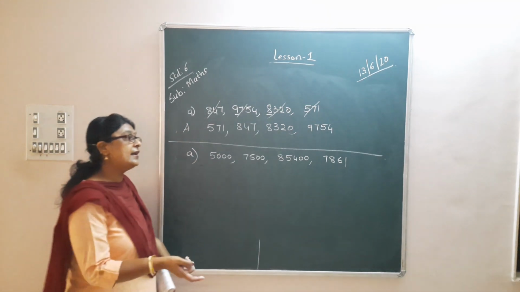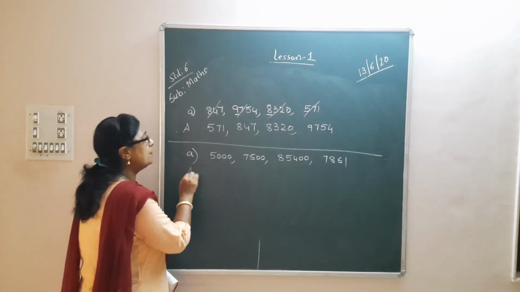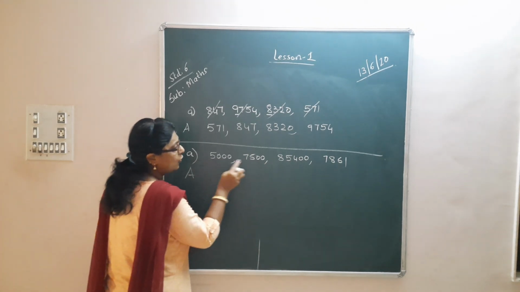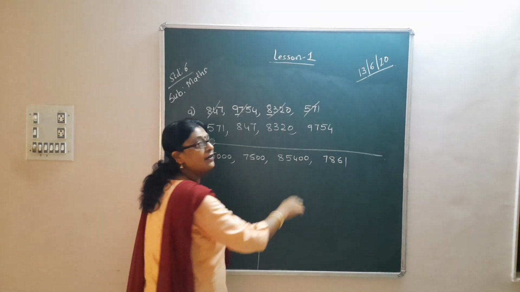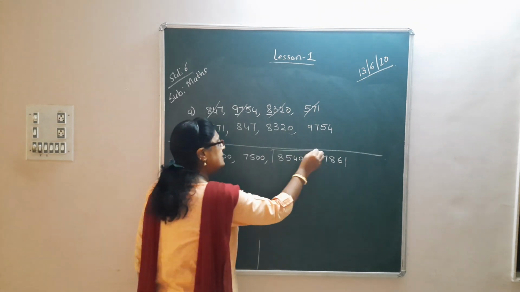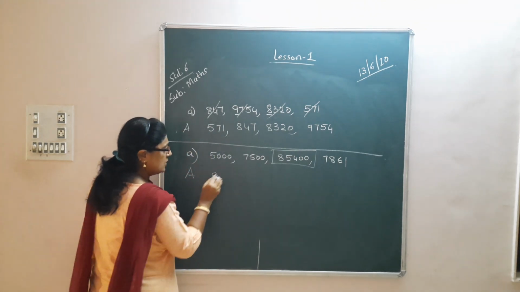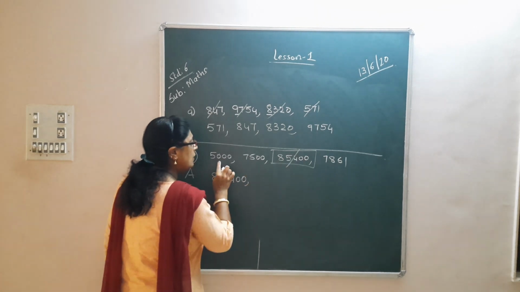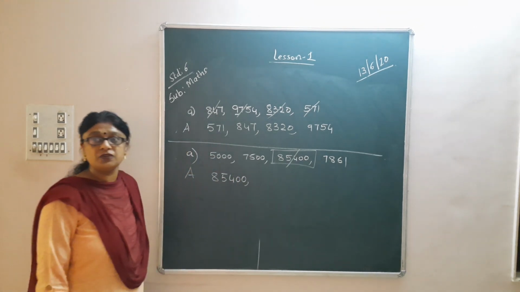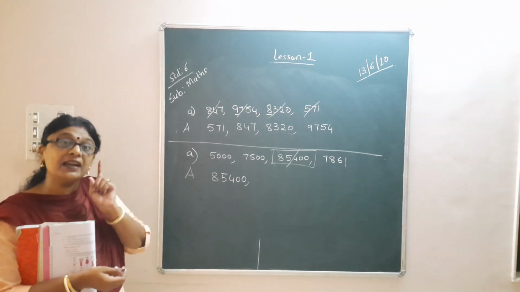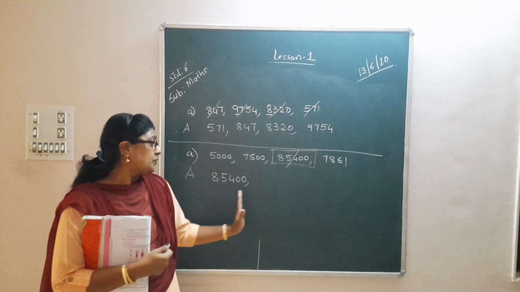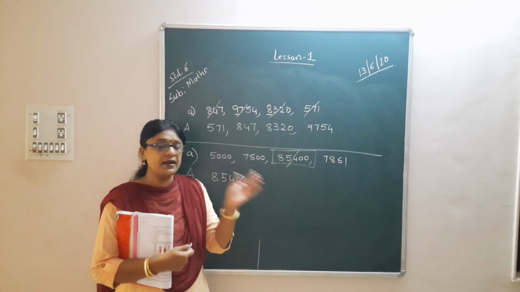Okay. Descending order means from big to small. So first I will count the number of digits. 4, 4, 5 and 4. So obviously this number is going to come first. So 85400. Okay. Now the remaining ones are 4 digits. So from that I have to decide which is the greatest one. Why the greatest one? Because we are arranging the numbers in descending order, right?